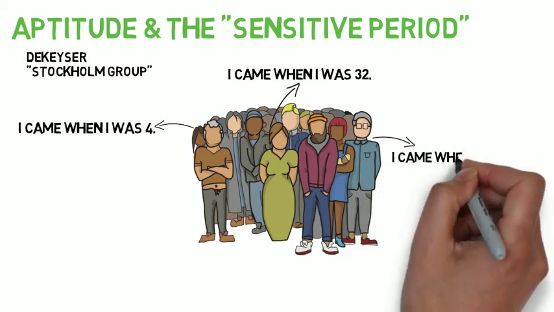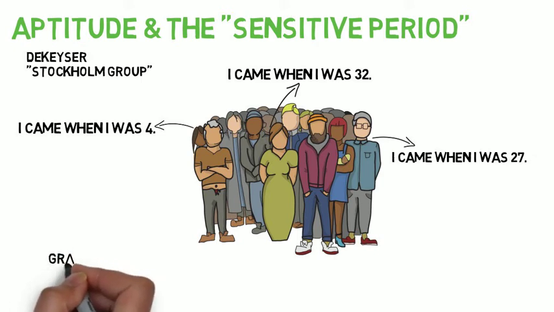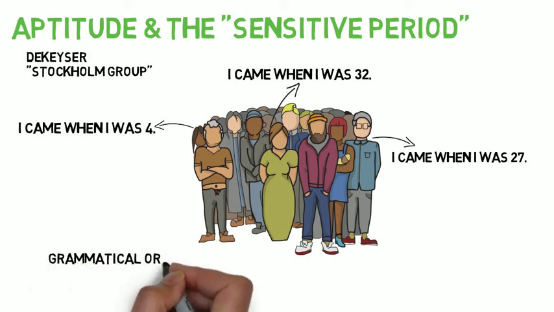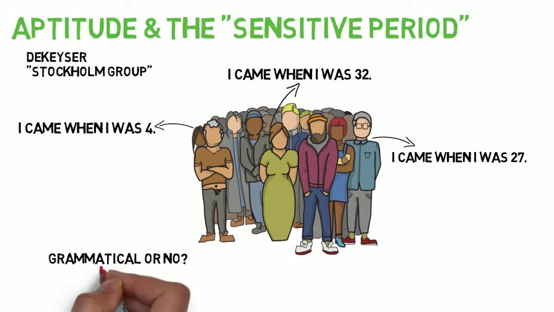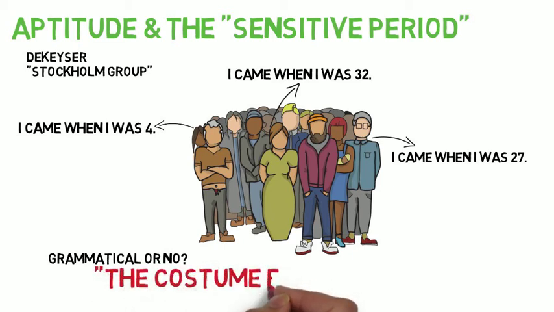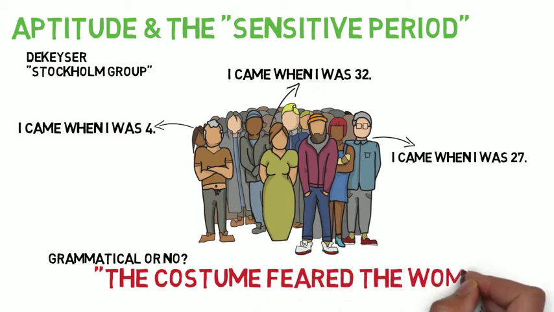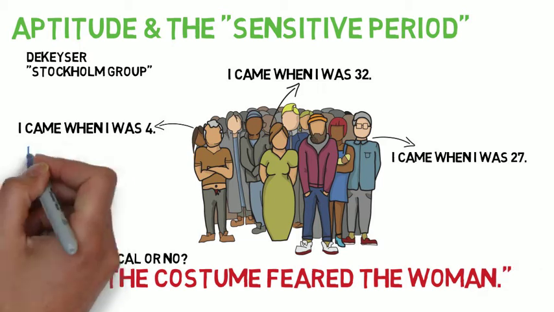The second term to understand is the grammaticality judgment test, or GJT. On such a test, a person is given a sentence or set of sentences and asked how grammatical it is. Again, this isn't about labeling nouns and verbs. It's about looking at sentences like, the costume feared the woman, or the costume scared the woman, or the costume made the woman feared, and judging how correct they sound.